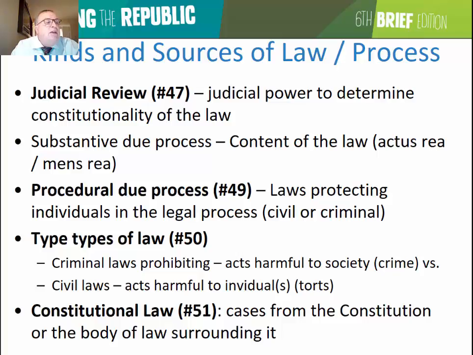What types of law do we have? That's number 50. What is the difference between civil and criminal? Well, the civil law system covers acts that are harmful to another individual or a group of individuals or an organization. Those are called torts. When there are acts that are harmful to society at large, we would call that a crime. So something can be both a crime and a tort.